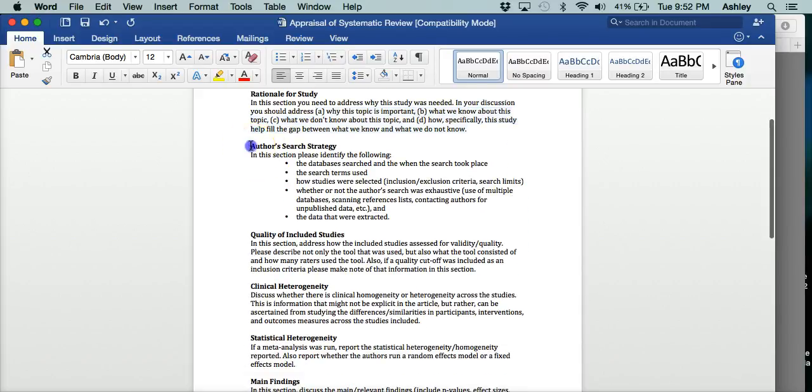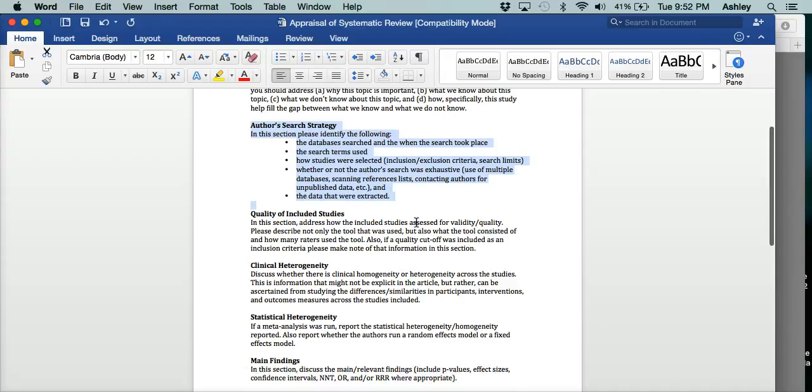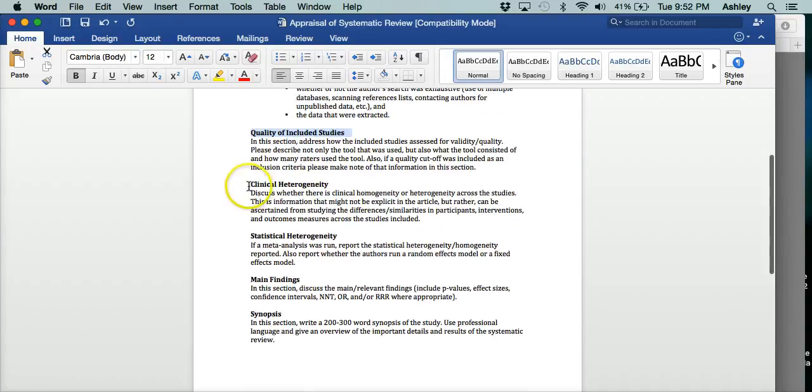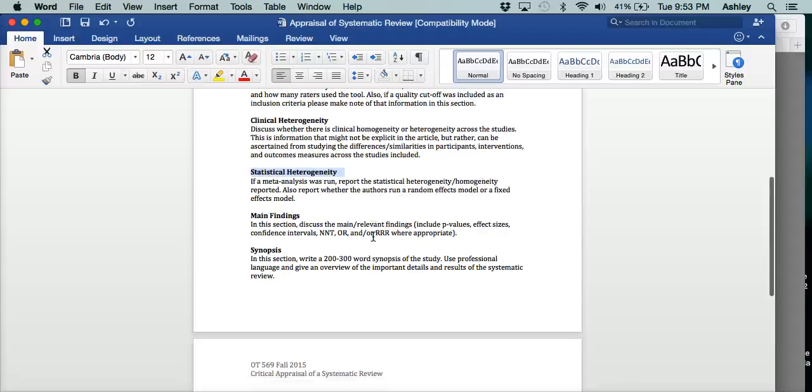Instead of your own search strategy, because we're looking at a systematic review and this was already done, you're going to put the author search strategy. You're going to look at the quality of the studies included, and then 2 new terms that you will learn about this week. Here, you're going to discuss those items as well. Just know that there are 2 slide decks provided and a video to help you better understand this information. If you're still unclear about things, as always, do not hesitate to ask me. That's what I'm here for.